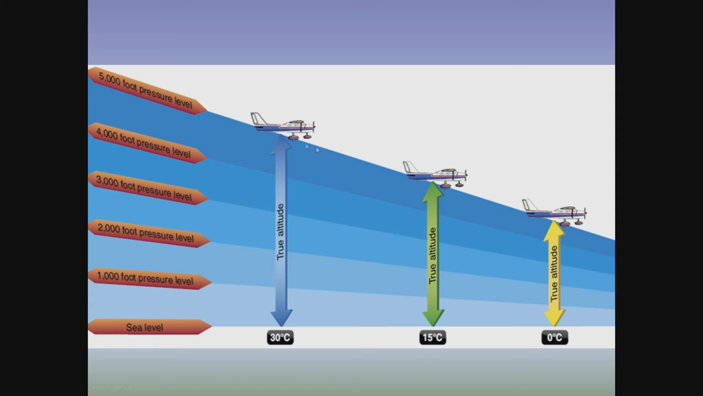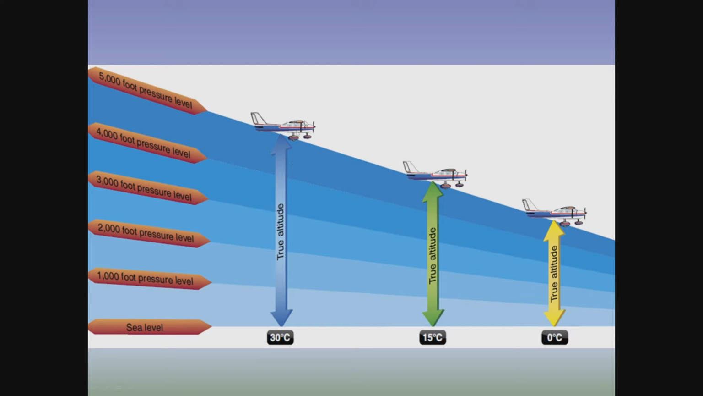These other two aircraft are going to be potentially significantly higher or lower than they are indicating, because as the temperature cools down, the pressure levels get closer and closer together because the air contracts. And likewise, as the temperature increases, then as we said in the video on density altitude, the air expands because the air is warmer, and therefore you end up flying higher than you think you are because the spacing between the pressure levels increases.